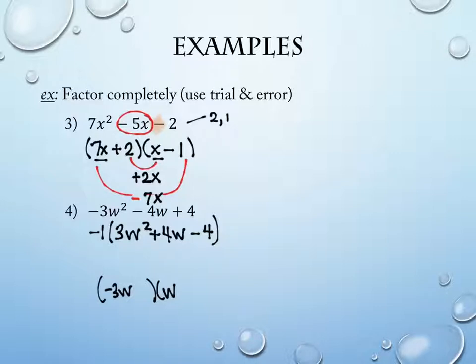Because then I have two choices. Do I make the 3 negative, or do I make the w negative? I'm trying to eliminate the options. So if I pull out the negative, it makes the factoring easier. That's really my goal: how can I do it to make it easier?